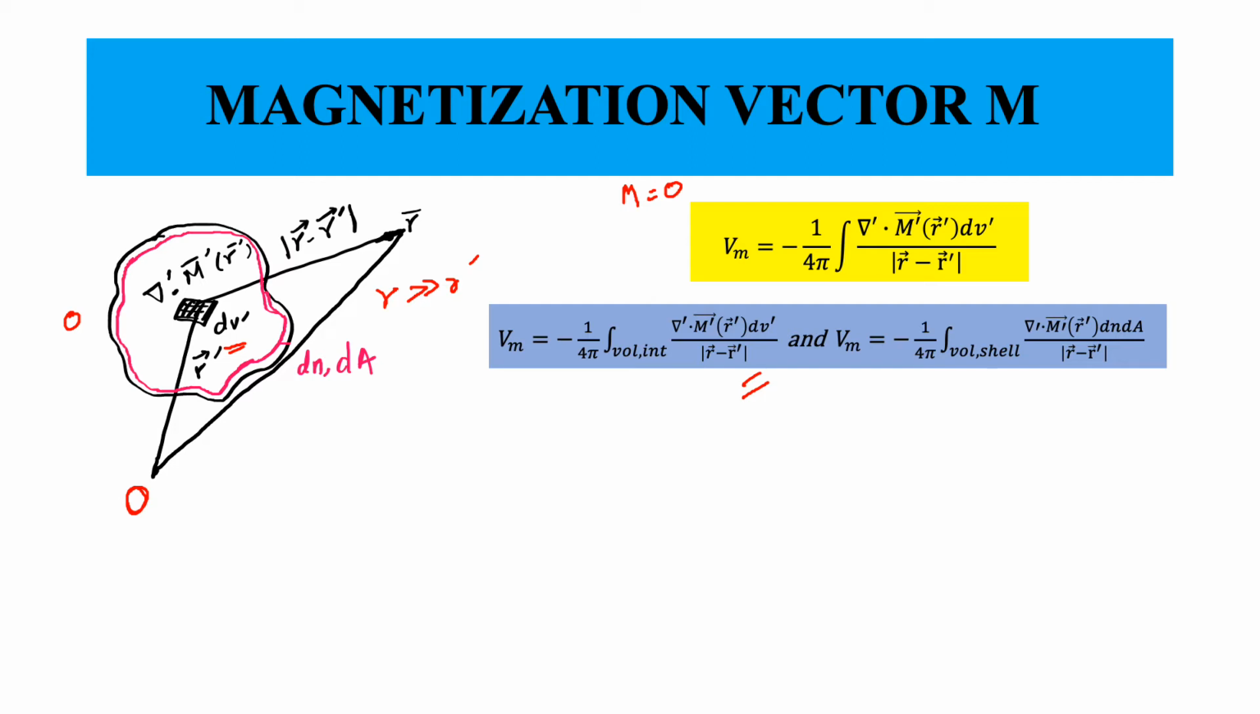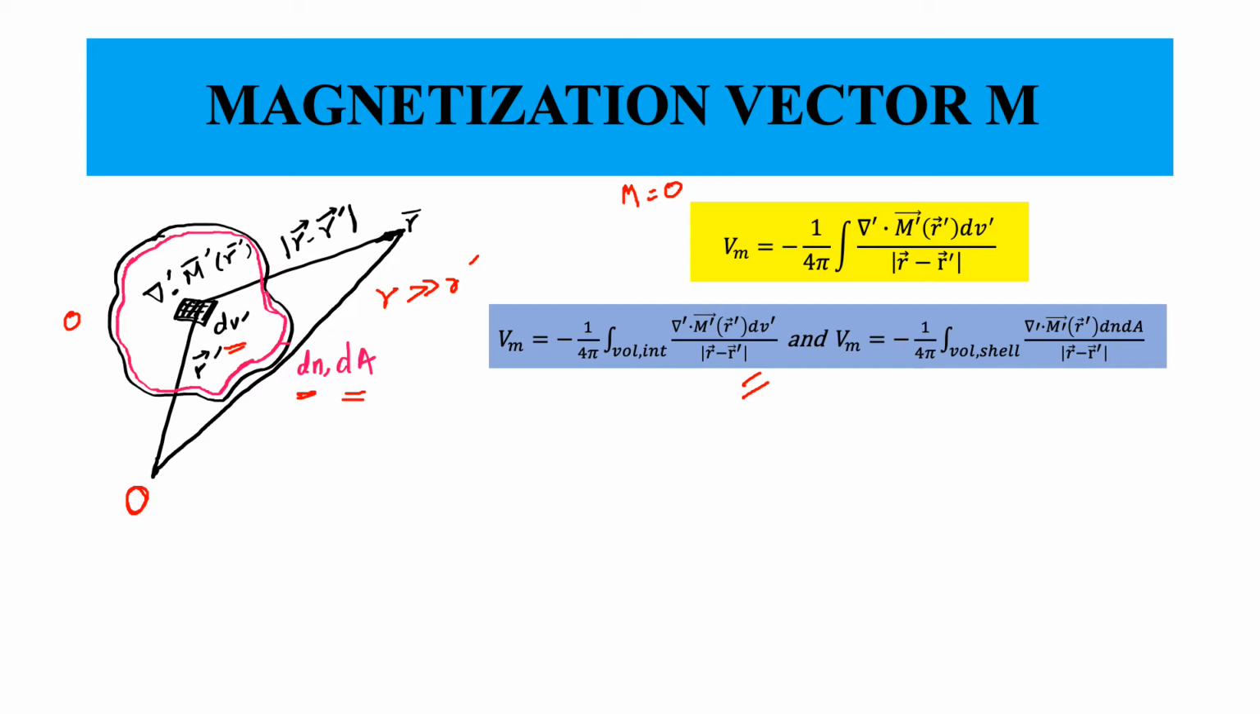To work around this jump discontinuity, imagine a very small shell. This red color is your shell. Consider a small change along the normal to the surface at each point of this magnetic material. Around that normal, imagine a small distance dn, and an area of this shell, dA. So what is the volume of this thin shell? The volume of this thin shell is dn times dA.